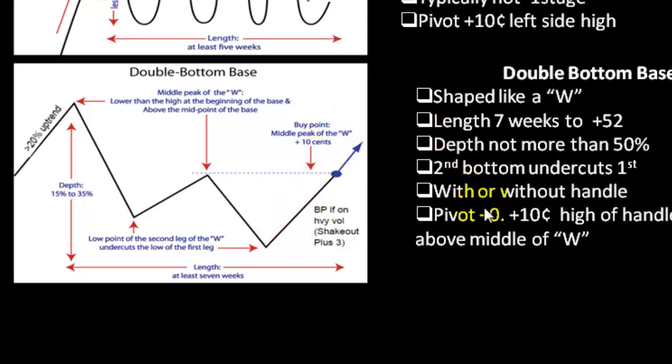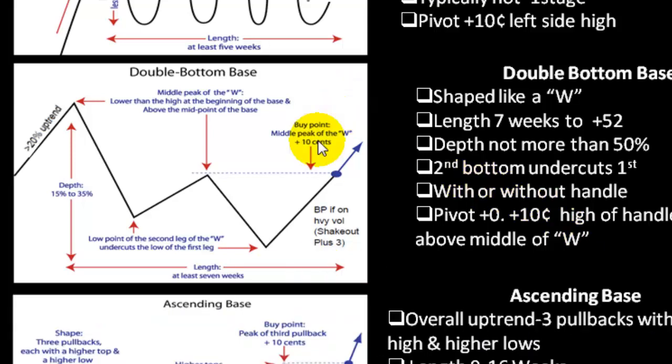It can have a handle. A handle is basically a last stop shakeout. It's the last chance to shake out the weak holders, and then the stock is able to move forward. And again, the pivot is 10 cents above the high. It's always above the high in the middle of the W in this particular chart pattern.